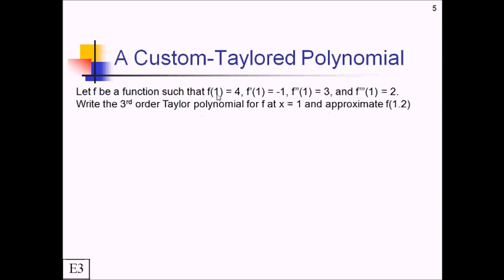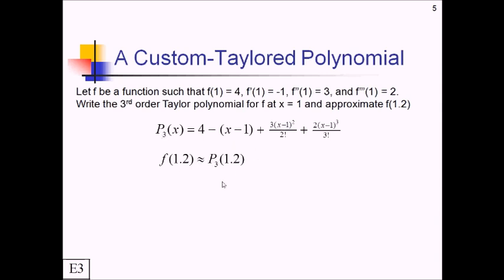So we should have f of 1, which is 4, and then f prime of 1 times x minus the center 1. So this is going to be negative parentheses x minus 1. Next, we've got plus, let's see, this will be 3 times x minus 1 squared over 2 factorial. And finally, we'll have plus 2 times x minus 1 cubed over 3 factorial. So if we want to approximate f of 1.2 with this, we just have to plug 1.2 into p sub 3 here. And I'm going to write approximately equals, because that's what this is.